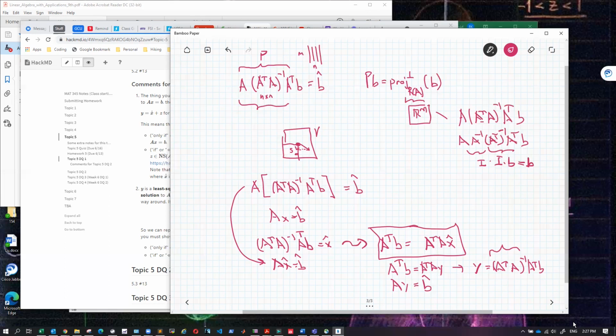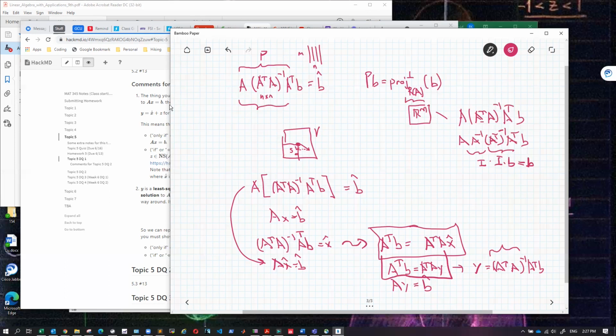But the upshot of all this is, if you believe that this projection matrix here, this long complicated thing, gives me the right b hat, then you have to believe that when I'm looking for a least squares solution, I just need to find something satisfying this, and that's the normal equation that I gave you.